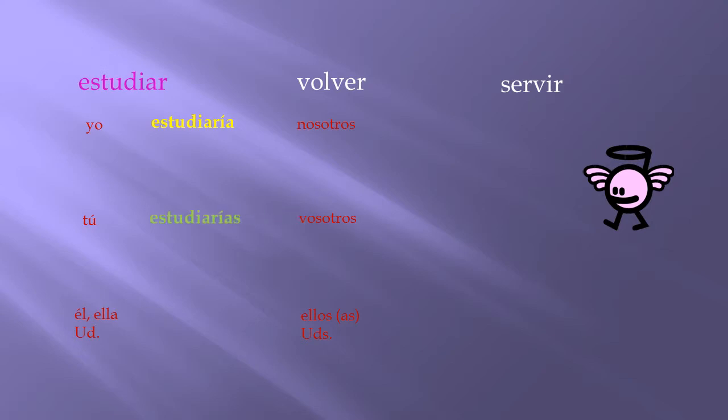Let's look at an AR, an ER, and an IR verb again. These are the same ones we looked at in the future tense.